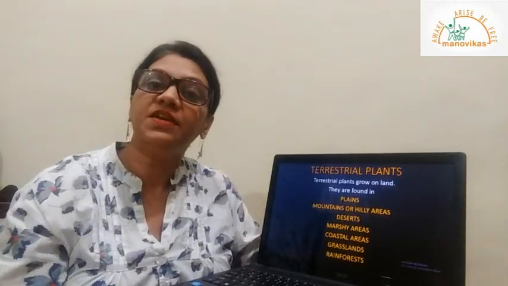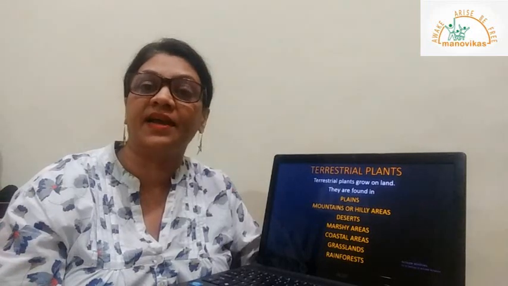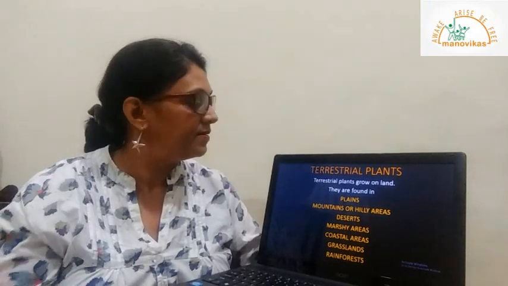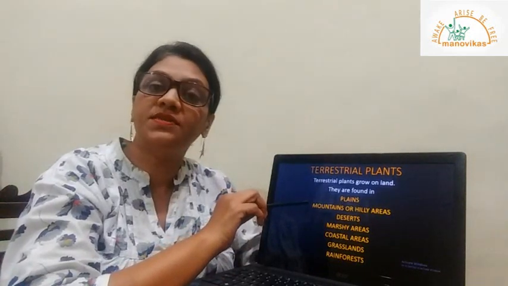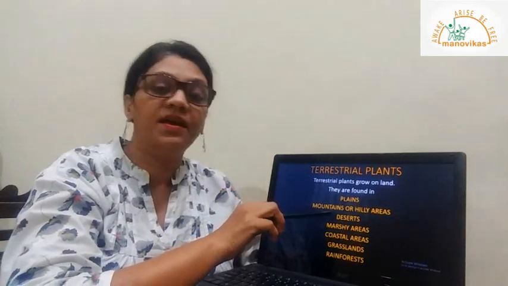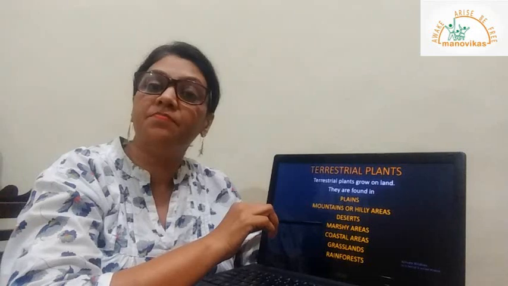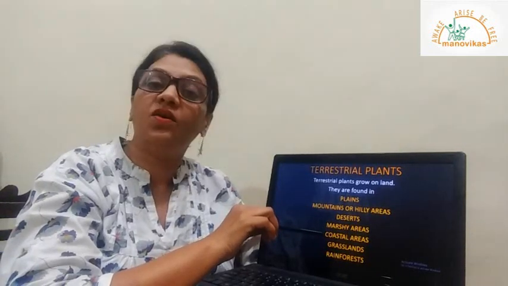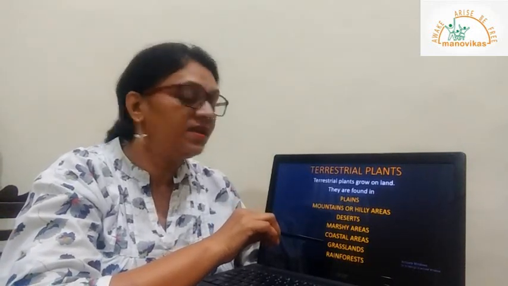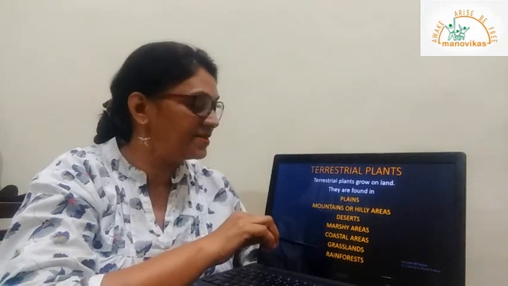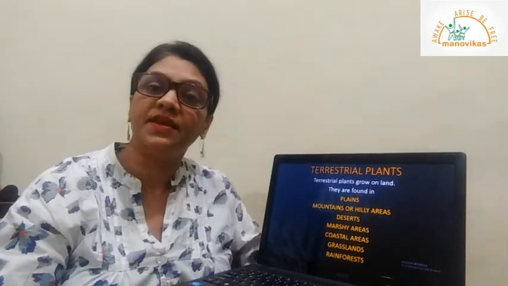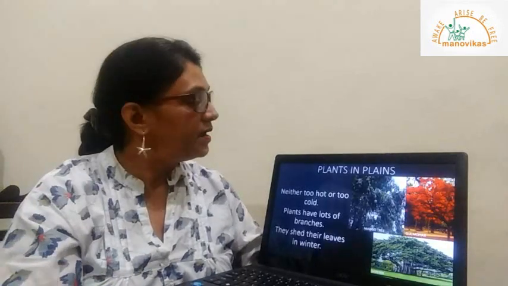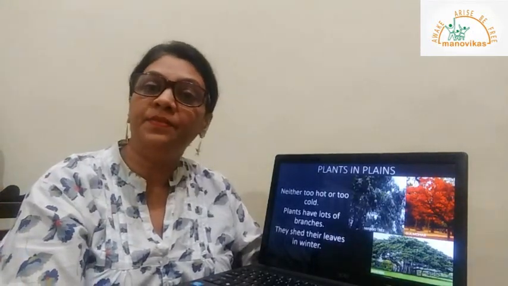Now, terrestrial plants are plants that grow on land. They are found in the plains, in the mountains and hilly areas, in deserts, in marshy areas, in coastal areas, in grasslands and in the rainforest. Now we are going to study each one of them. Now we come to plants in the plains.